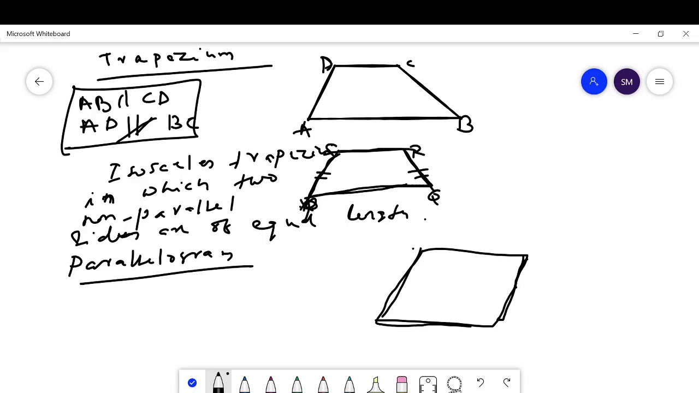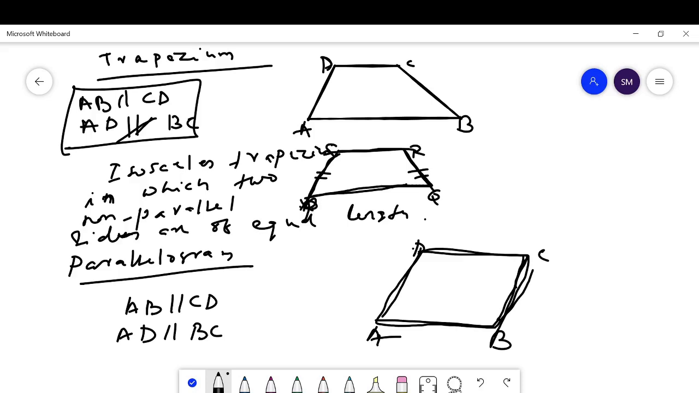Suppose ABCD is a parallelogram. ABCD is a quadrilateral in which AB is parallel to CD and AD is parallel to BC. A parallelogram is a type of quadrilateral in which opposite sides are parallel to each other.